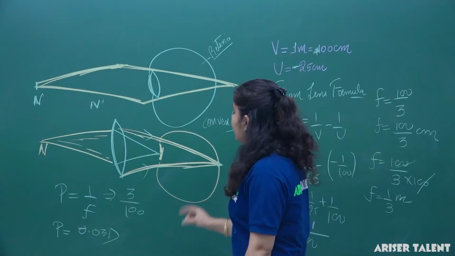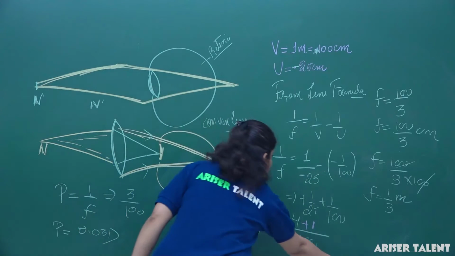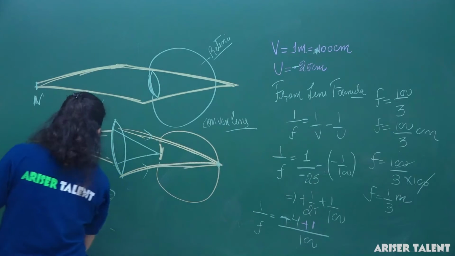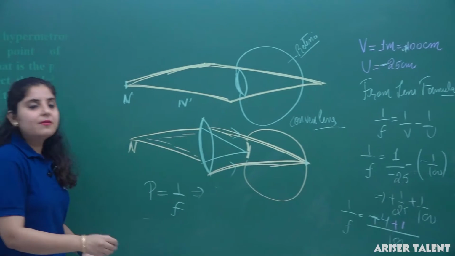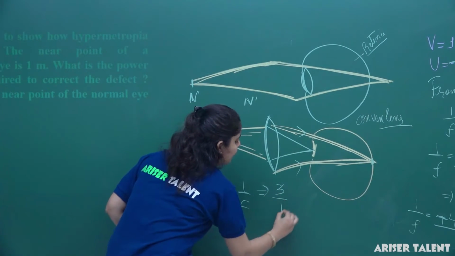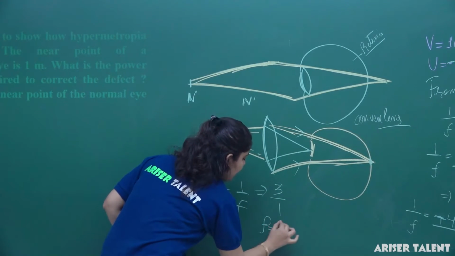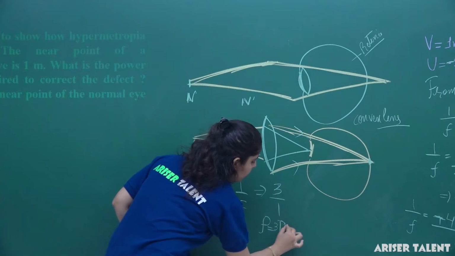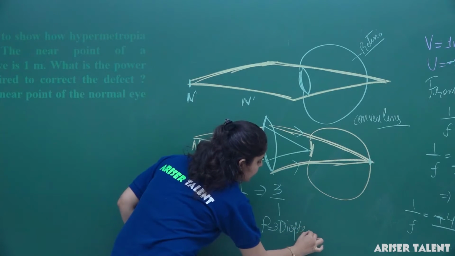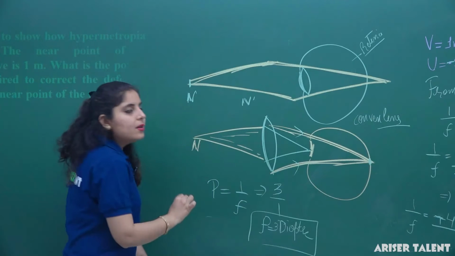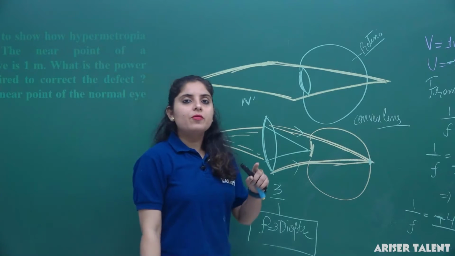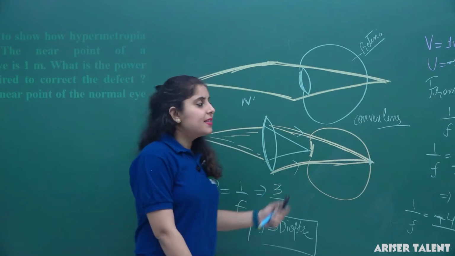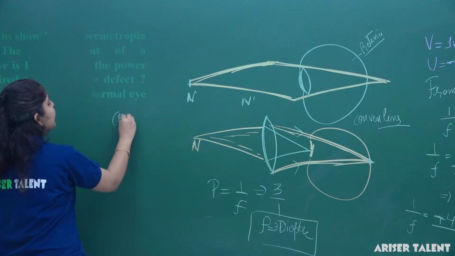So if focal length is 1 upon 3 meter, the power will be 3 upon 1, and 3 upon 1 will give you the value 3, that is equal to 3 diopter. So the power came out to be 3 diopter in this case. Okay, and the power is positive here. So if the power is positive, the defect is corrected by using the convex lens only.